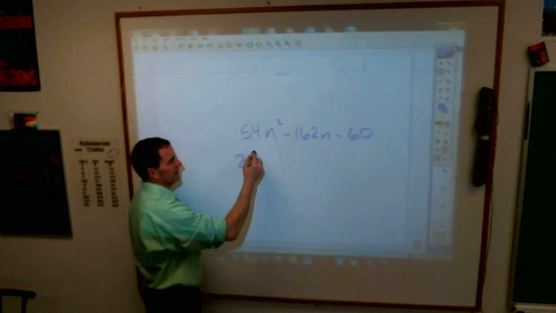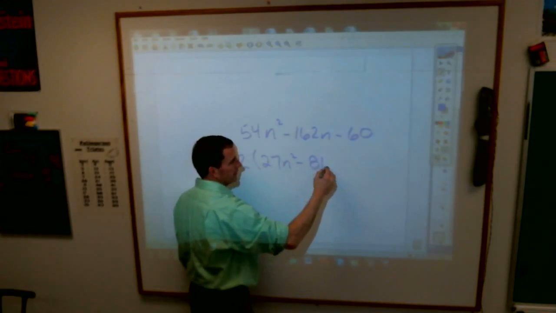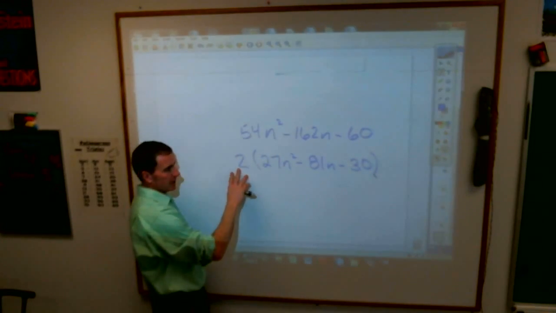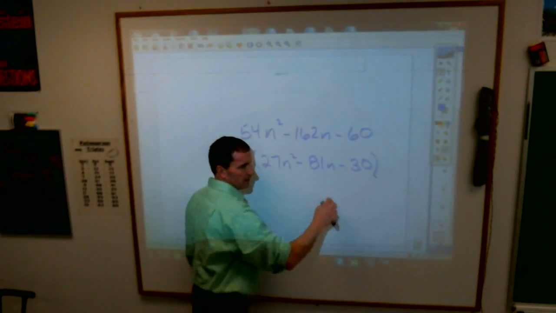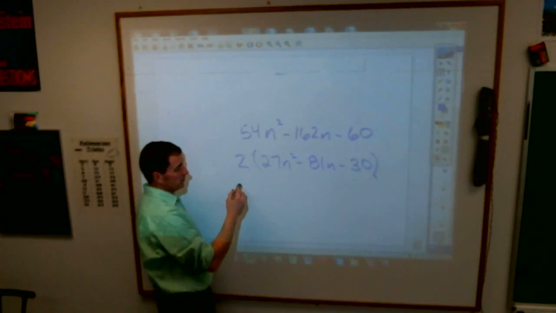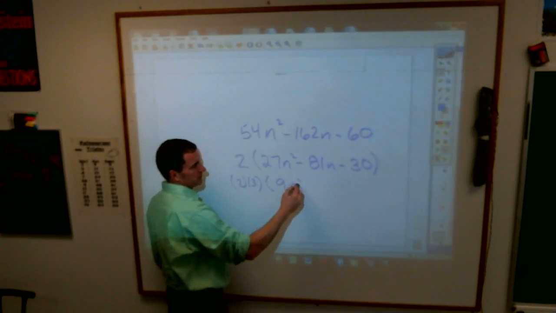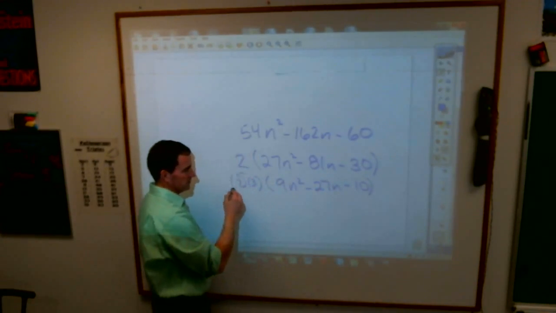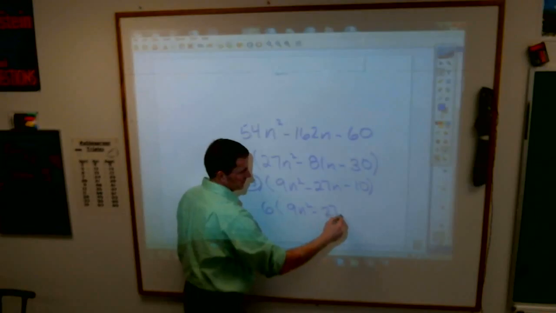If I take a 2 out, I'm left with 27n squared minus 81n minus 30. Now, you always want to check to make sure that something else couldn't be taken out. If something can go into all of those, then we didn't take enough out. What can go into all those? A 3. So you can put your 2 here and then put your 3 next to it. And then what do you get left? 9n squared minus 27n minus 10. And this would just become a 6. So this is really what you've got to factor, this one here.